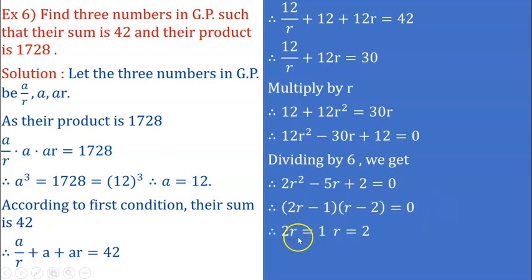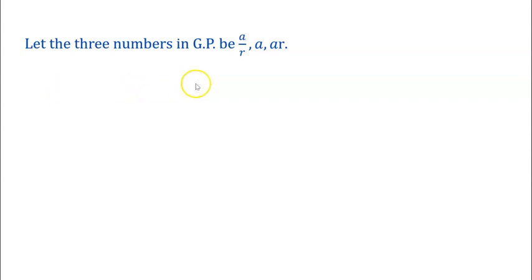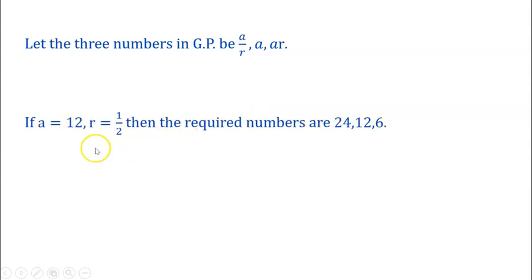And hence the value of R, that is 2R is equals to 1, so R is equals to 1 upon 2, and R is equals to 2. Okay, these are the values of R. Now next, we want to find out three numbers which are in GP, and those numbers be a upon r, a, ar. Now substitute the value of a and r.